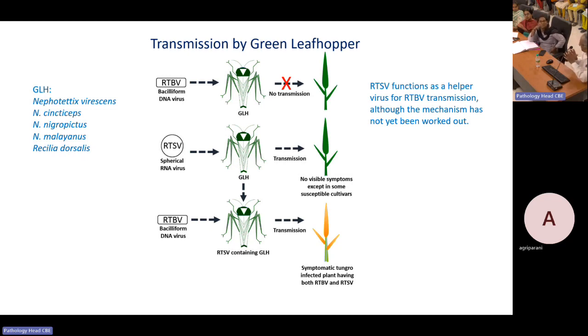But if you look at the individual viruses, RTBV is not transmitted by the insect alone, but only in the presence of RTSV. So again, it's a peculiar collaboration between the two viruses: the insect transmits both viruses together, and it can transmit the spherical virus alone, but it cannot transmit the bacilliform virus alone. The spherical virus does not have much symptoms. So some pathologists and virologists believe that the spherical virus acts as a facilitator for transmission of the bacilliform virus. The mechanism has not been worked out. People have been trying to find out the molecular mechanism by which the spherical virus and the bacilliform virus interact with the leafhopper, but that has not been found out, in vain.